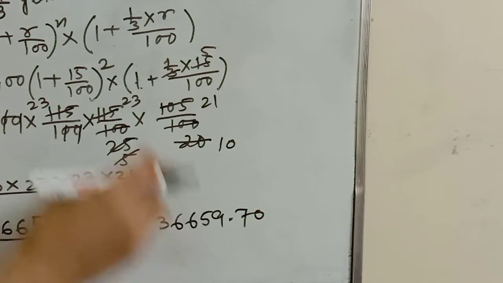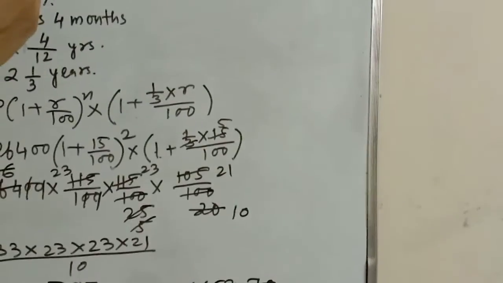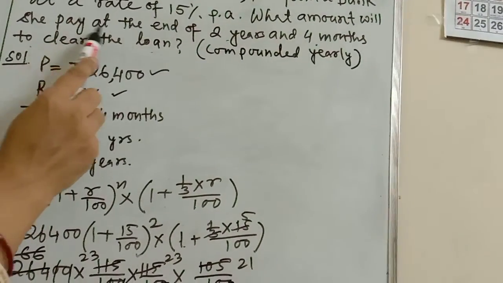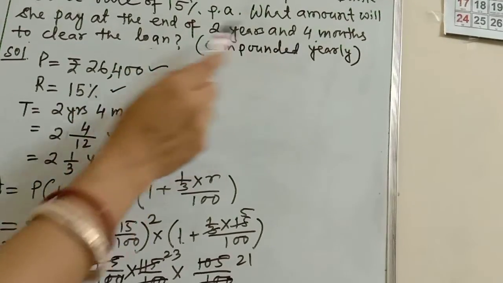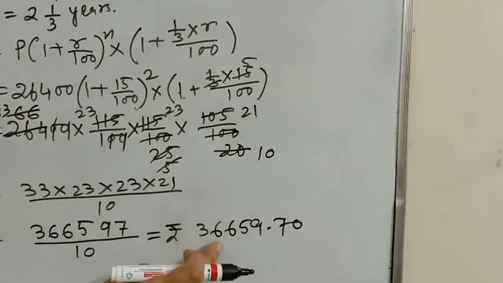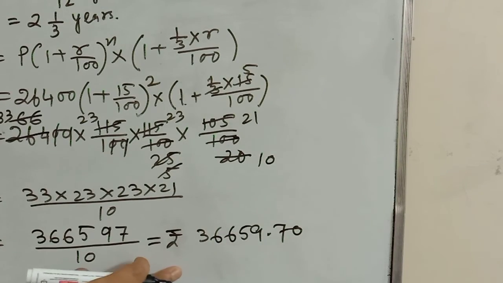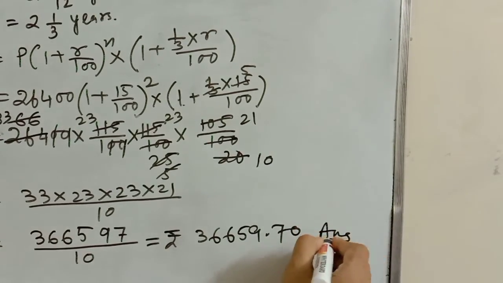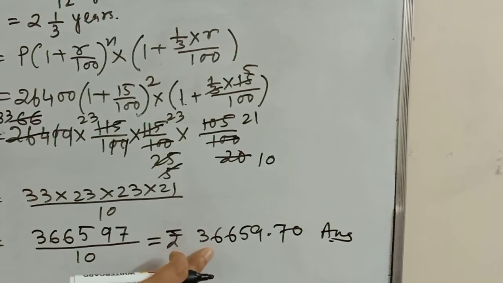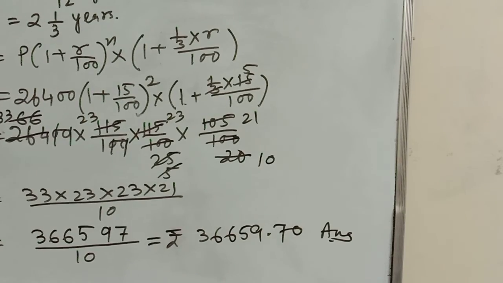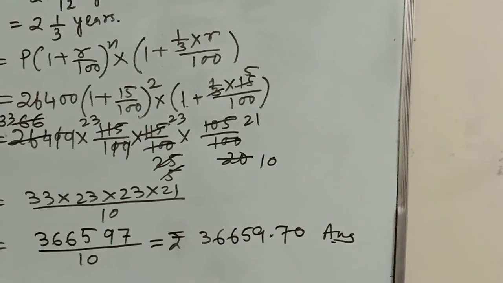So Kamala, what amount will she pay at the end of 2 years and 4 months to clear the loan? To clear the loan, Kamala has to pay rupees this. Therefore, you have to write the answer in a statement, students. You have to write the answer in this way: Kamala had to pay rupees 36,659.70 to clear her loan. Understood? Practice it. Thank you, students.